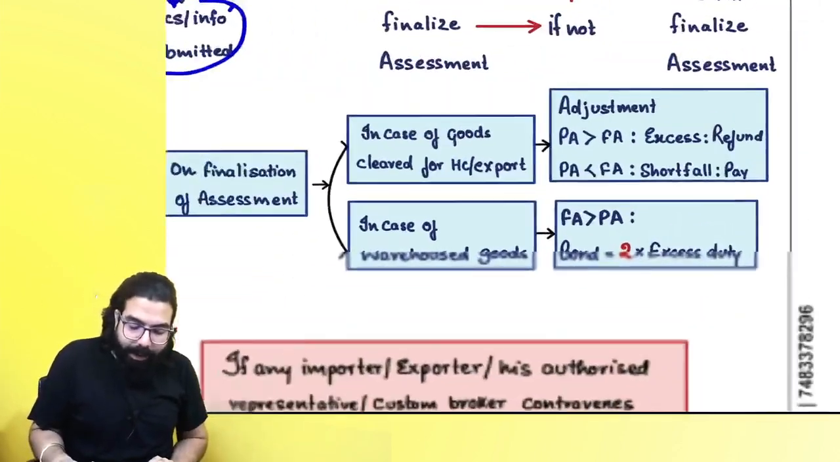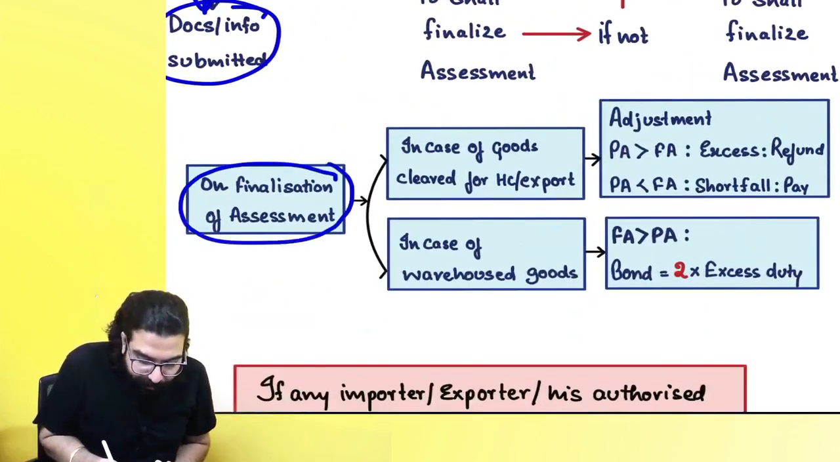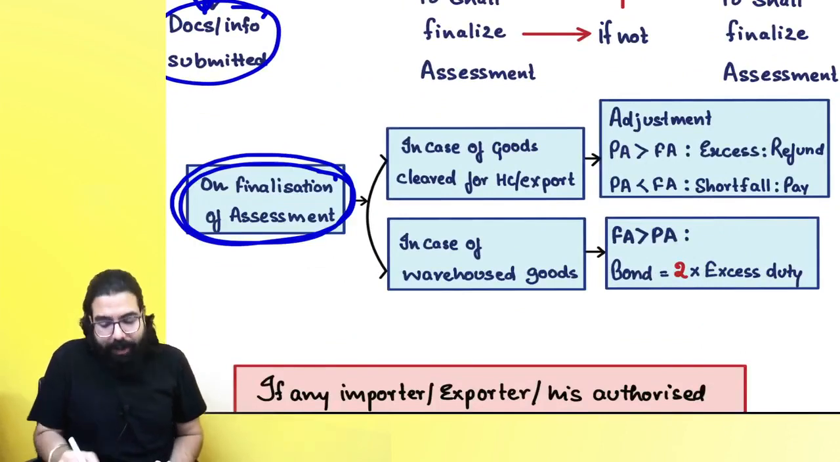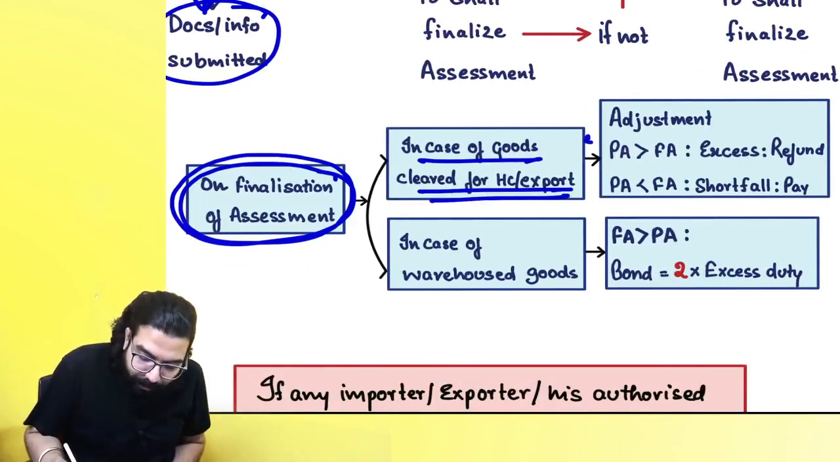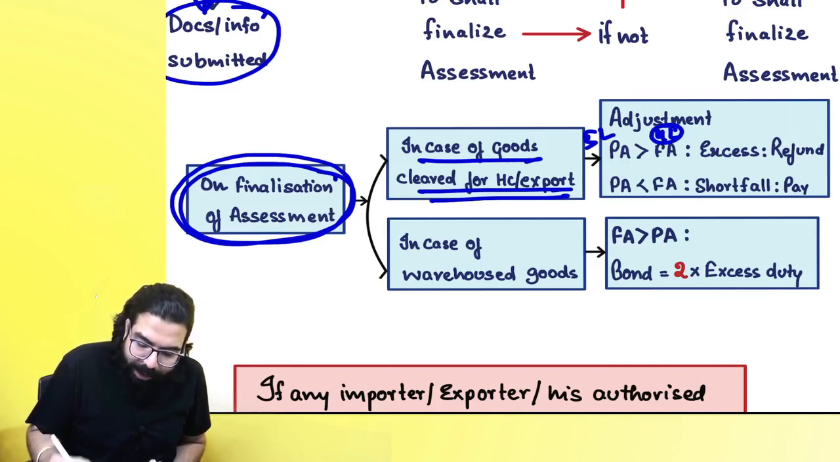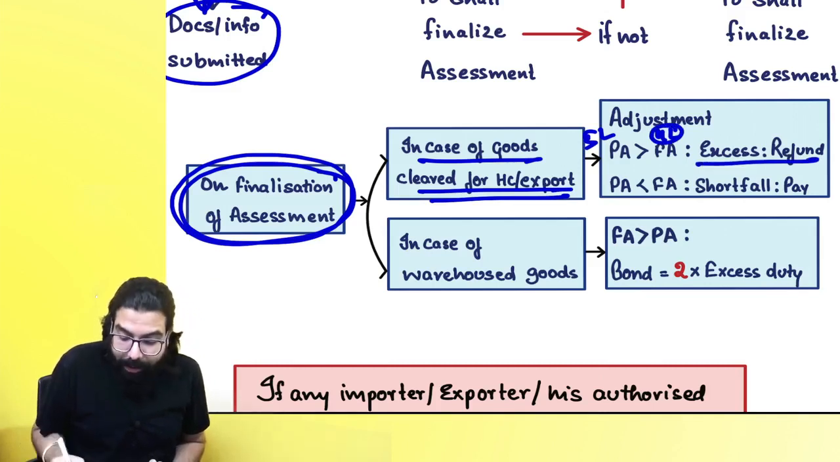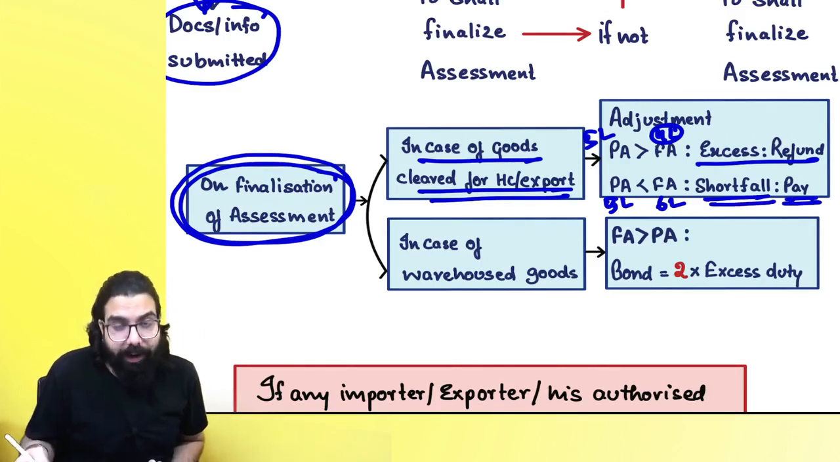Always remember one thing, everyone, whenever assessment is being finalized, in case goods are cleared for home consumption, provisionally you had gone ahead and paid 5 lakh. Supposing the provisional assessment was finalized and 4 lakh you have to pay, then the excess will be refunded. Sir, if provisionally you had paid 5 lakh and finalization is 6 lakh, then the shortfall you have to pay along with interest. Okay sir.